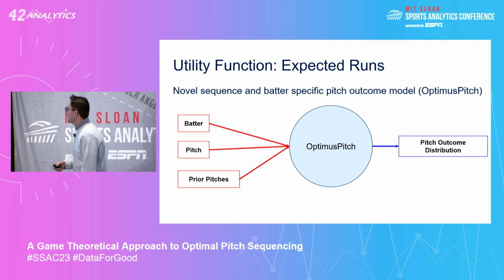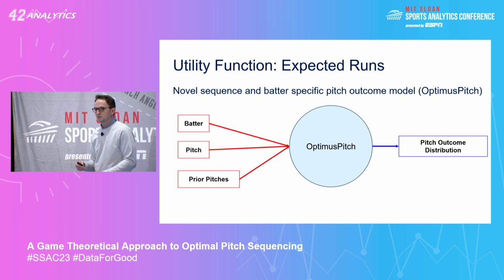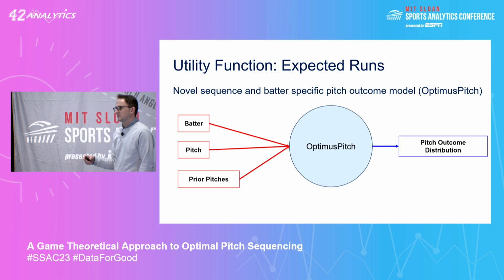So first of all, the utility function is based on expected runs, or really the expected change in expected runs. And we wanted to consider the full sequence of pitches. So we created a new neural network model called Optimus Pitch. That takes as input the batter, the current pitch, and all of the prior pitches in the sequence. And it predicts a distribution of pitch outcomes, which we then use to calculate expected runs.